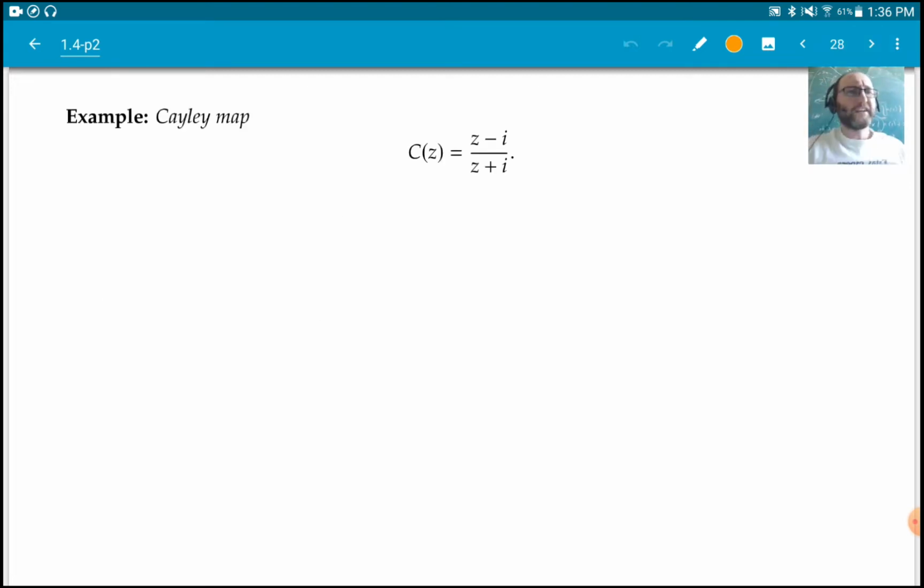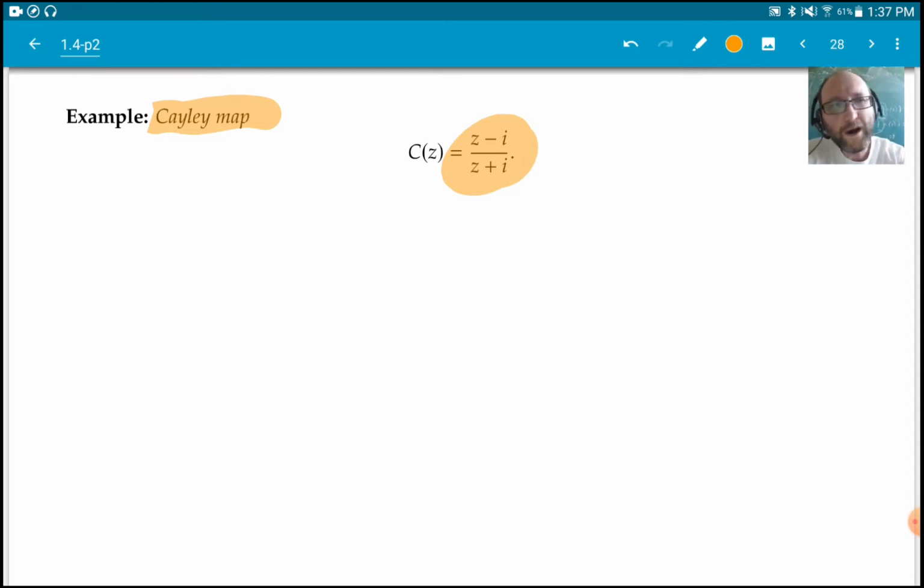All right, now let's end the lecture on one. I don't think we really had an explicit example of an LFT. So let's look at the Cayley map, one of the more common maps, and it's this LFT. And you can check that this is an LFT. 1 times i is not equal to minus i times 1, right? So that's good. It is an LFT.